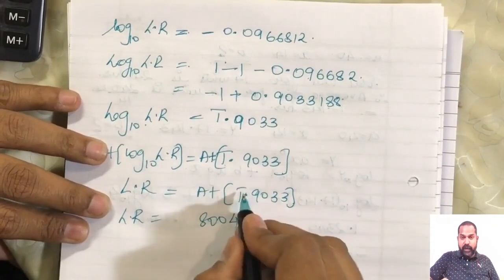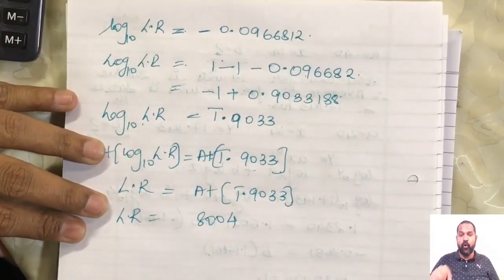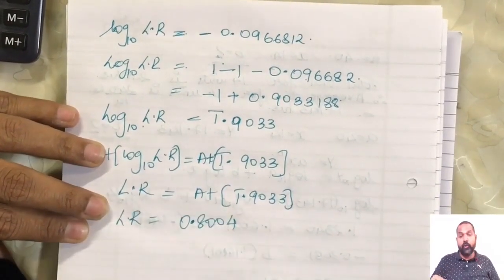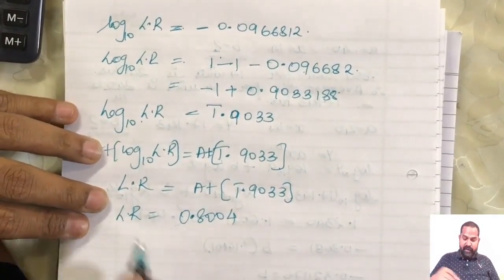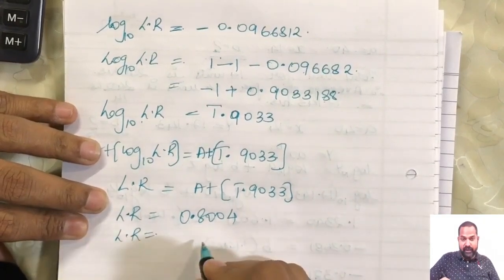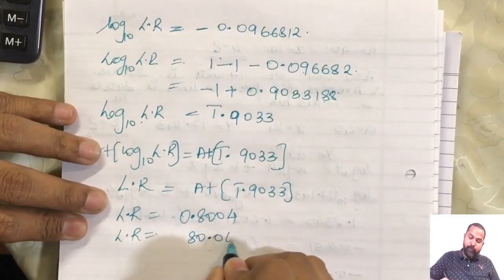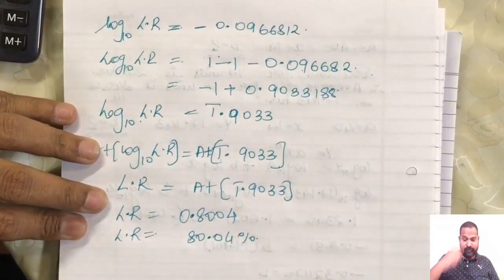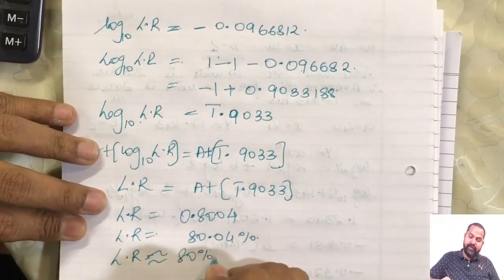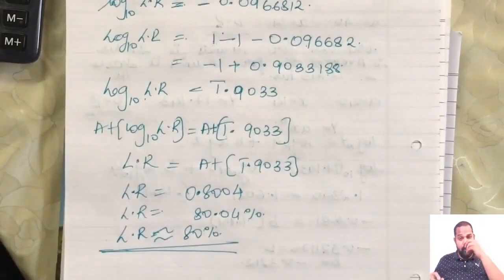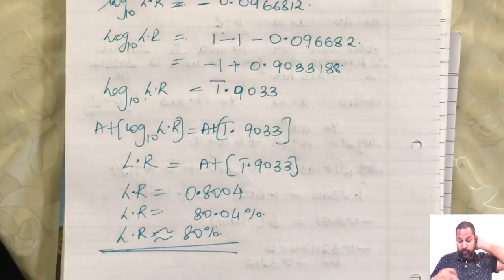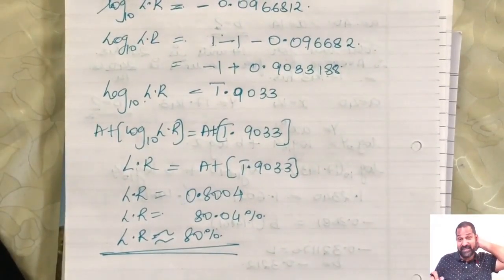Characteristic is -1. -1 plus 1 is 0. So how many places before the decimal? 0 places. 0.8004. If the learning rate is 0.8004, can I say the learning rate is nothing else but 80.04%? Or can I say the learning rate is approximately 80%? Can I then say that the manager's assumption is correct? Because I got the value of the learning rate as 80%.